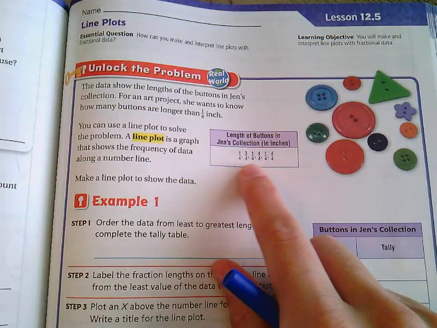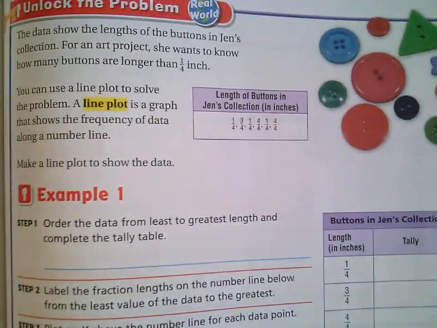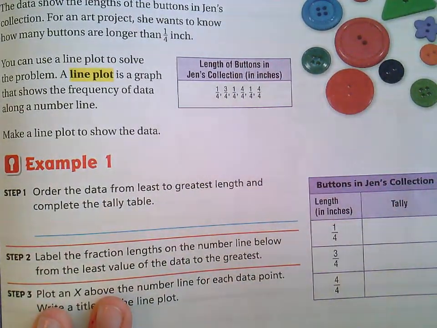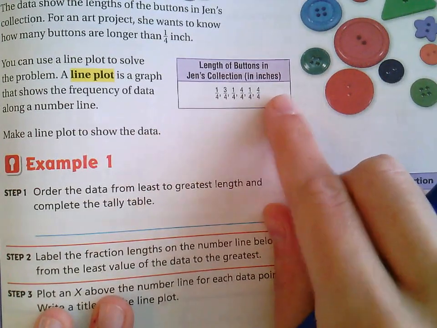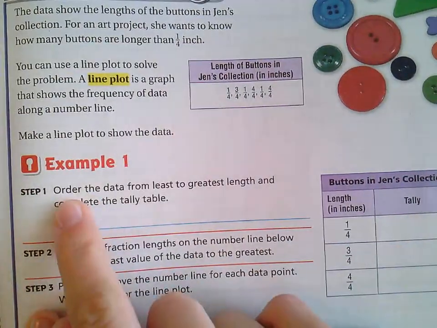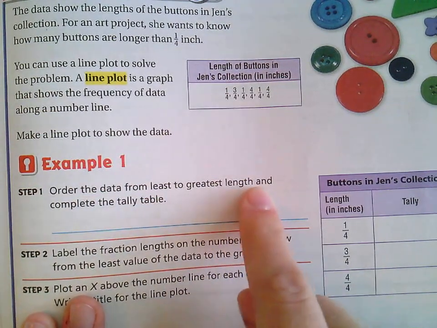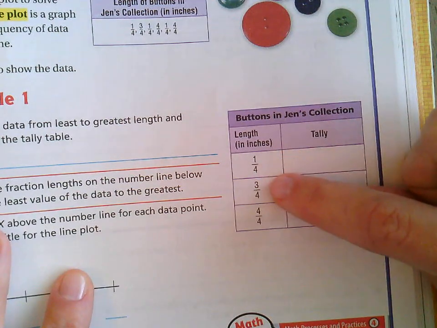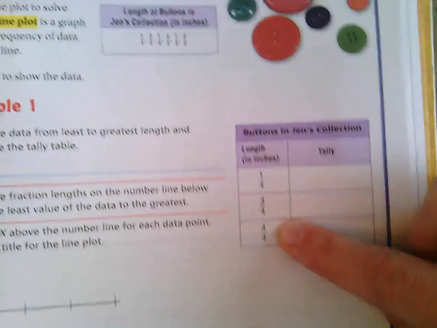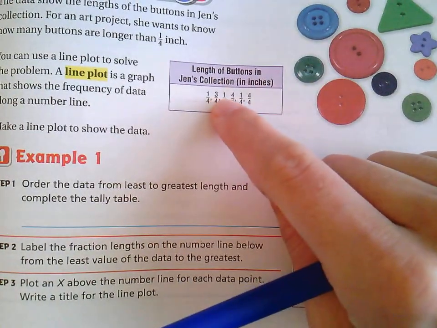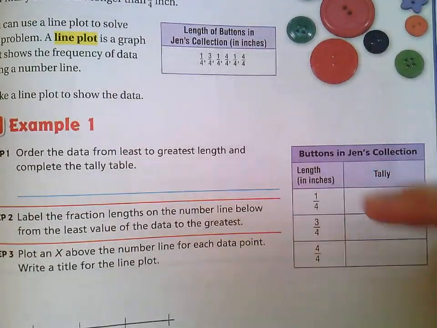So here we have all of these measurements, and I'm going to zoom in a little bit so you can see. We have all these measurements of her button collection, but what we don't have is them in order or organized in any kind of way. So step one is to order the data from least to greatest length and complete the tally table. So here I have 1/4, 3/4, and 4/4. They've already done that step for me. There are no 2/4 in here now that I'm looking. Nope, no 2/4. So it's 1/4, 3/4, and 4/4.